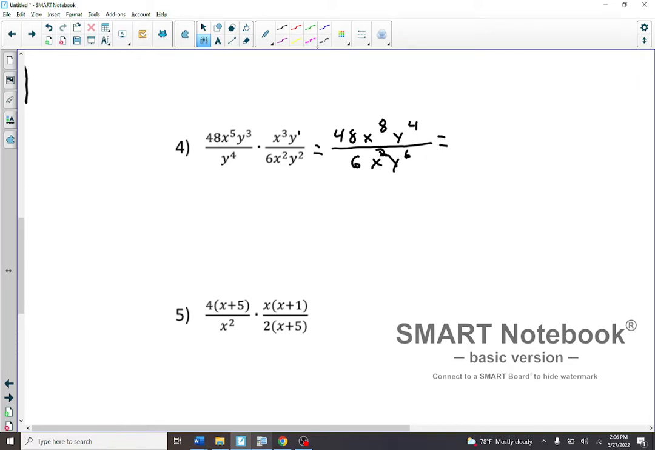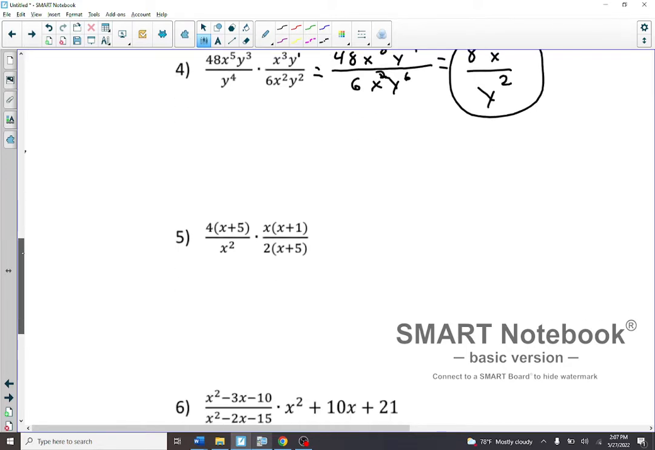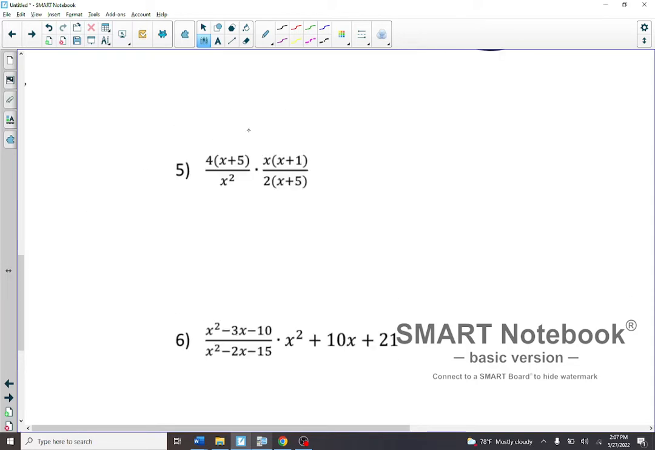Now I'm going to reduce each one separately. So 48 divided by 6 is 8. X to the 8th divided by x squared, you subtract that, so x to the 6. And y to the fourth minus y to the 6 would be y to the negative 2, but we're going to move that to the bottom, so it's going to be y to the second, because we don't want a y to the negative power. So this will be the final answer. It won't show y to the negative 2. It will be over y squared.